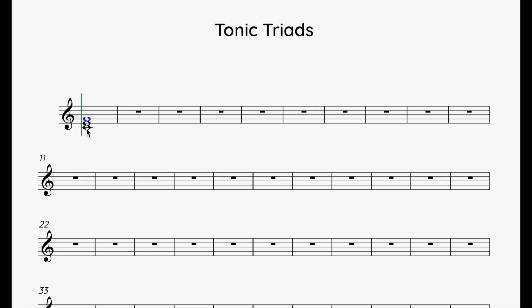So don't forget, when you count notes in a scale, you count the first note as 1. So C, D, E to get to the third, and then to get to the fifth, C, D, E, F, G. And that's it. Pretty simple. So let's try another one.